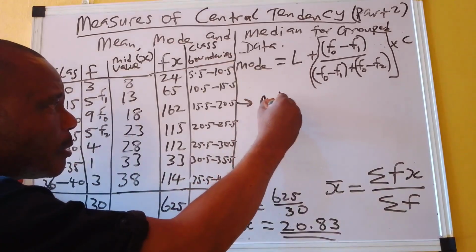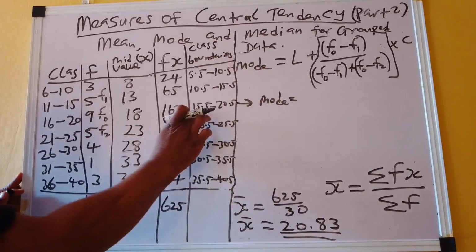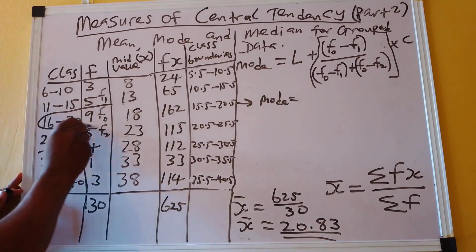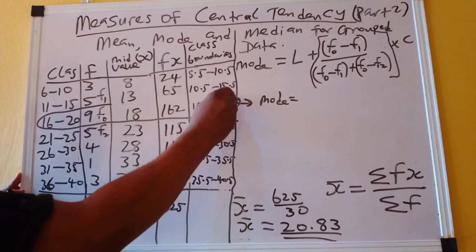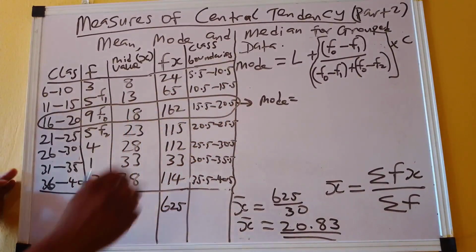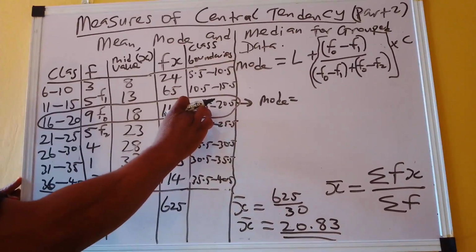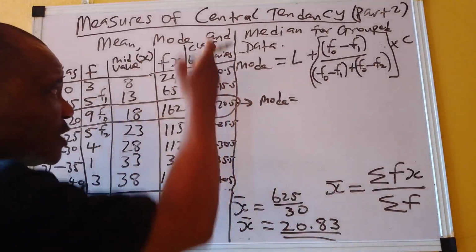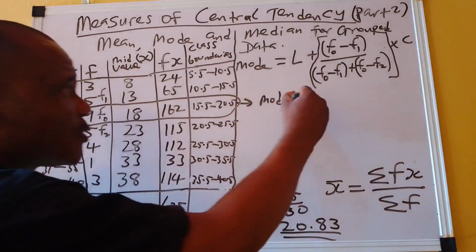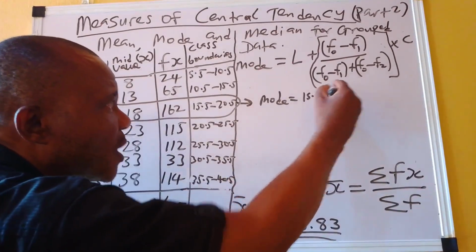Our mode will now be equal to the lower class for it. L stands for the lower class, which is 15.5. Everything we are looking at, we will get from this particular class. It's our modal class. Everything we need is there. So we are using the lower class from the class boundary, not this one, because this is the main one that has been expanded so that it can accommodate more values. So this will now be 15.5, plus.